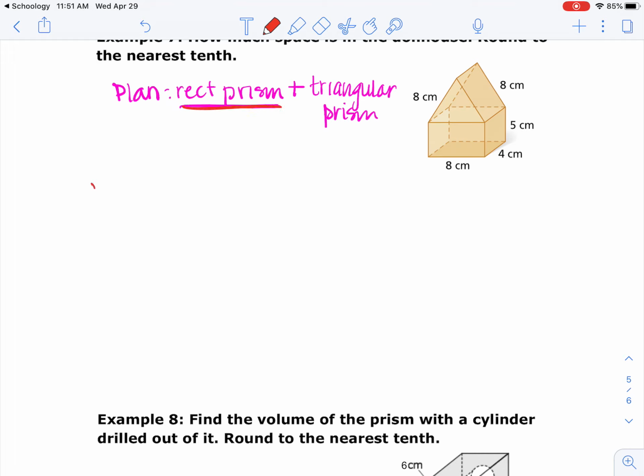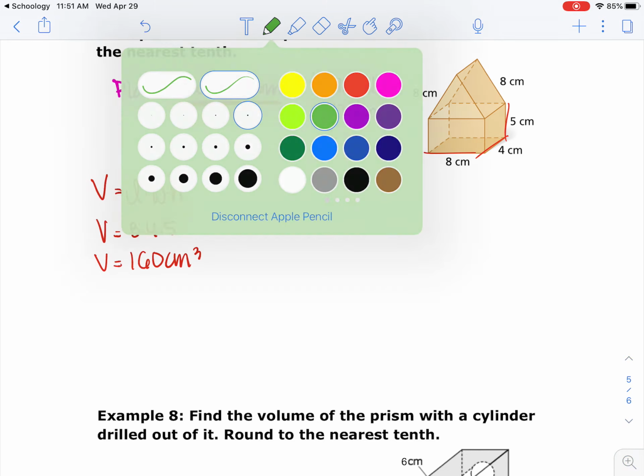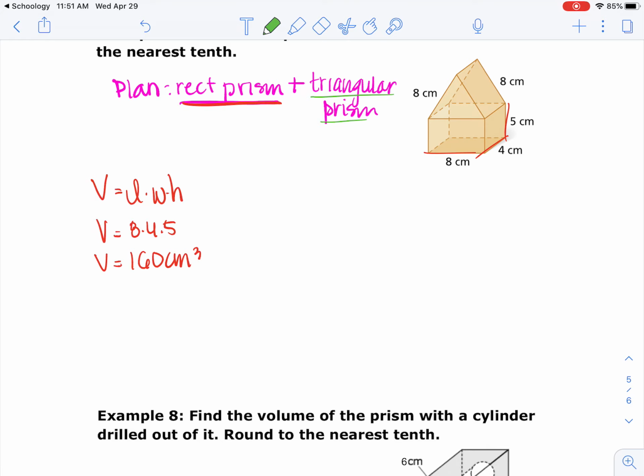So rectangular prism, we have a nice easy formula for that we can use. Length times width times height. So I have 8 times 4 times 5. Oops, I accidentally put an extra times there. And that is 160 centimeters cubed. That's done. Okay. All right, so now I'm going to find the volume of the triangular prism.